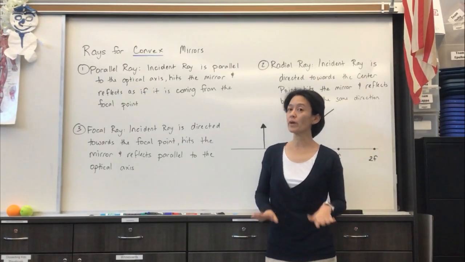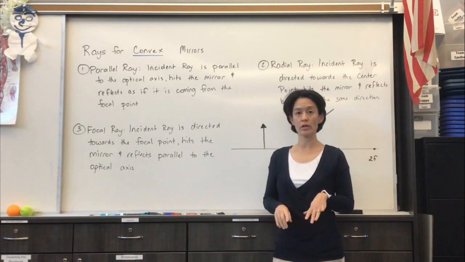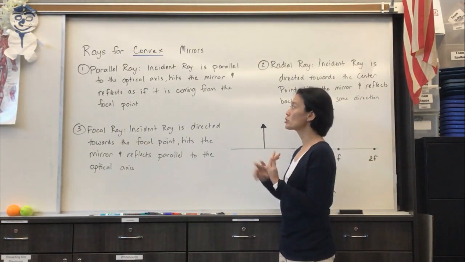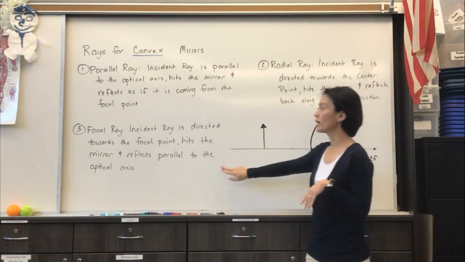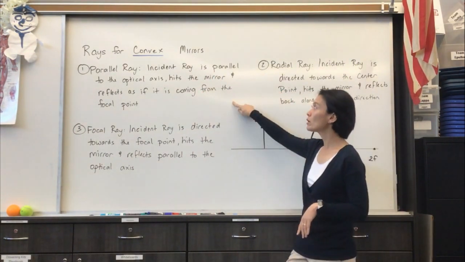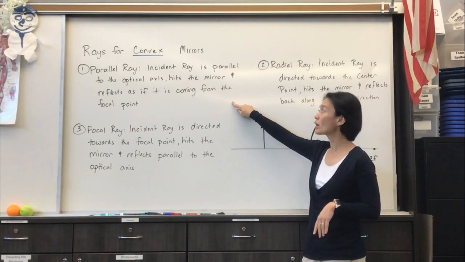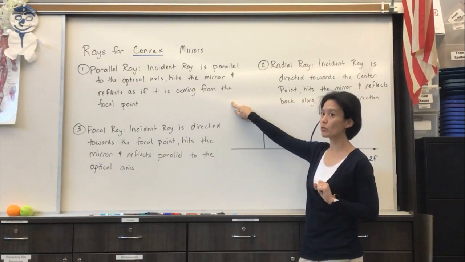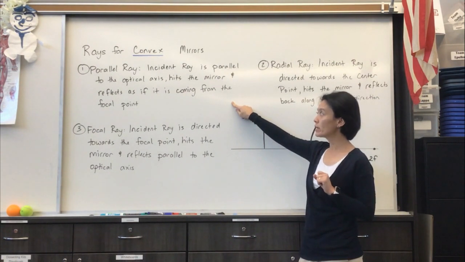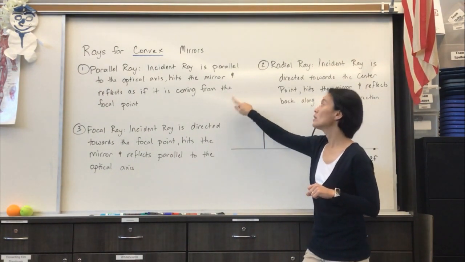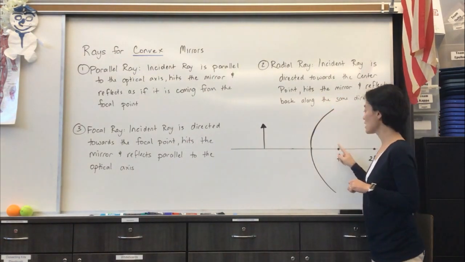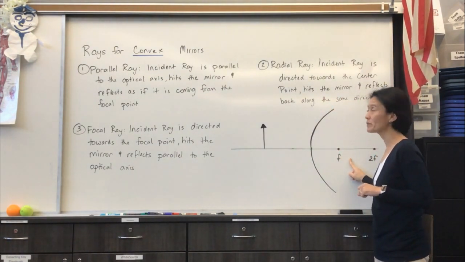Okay, so here are the rays for the convex mirror. So the first thing I want you to do is to just copy down these notes for the parallel ray, the radial ray, and the focal ray. Okay? Parallel ray, the incident ray is parallel to the optical axis, very similar to our concave mirror. It hits the mirror and it reflects as if it's coming from the focal point. Okay? The focal point on a convex mirror is on the other side of the mirror.